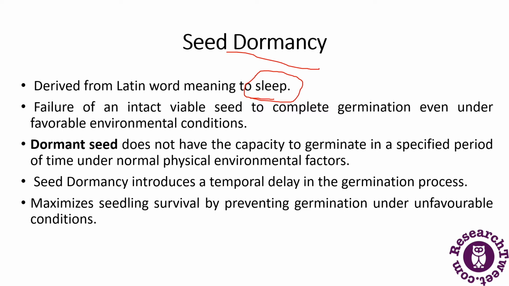So seed dormancy basically introduces a temporal delay in the germination process. The delay in the process is because of seed dormancy, which is the inactive state of the seed. It maximizes seedling survival by preventing germination under unfavorable conditions. So it maximizes the survival of the seed.